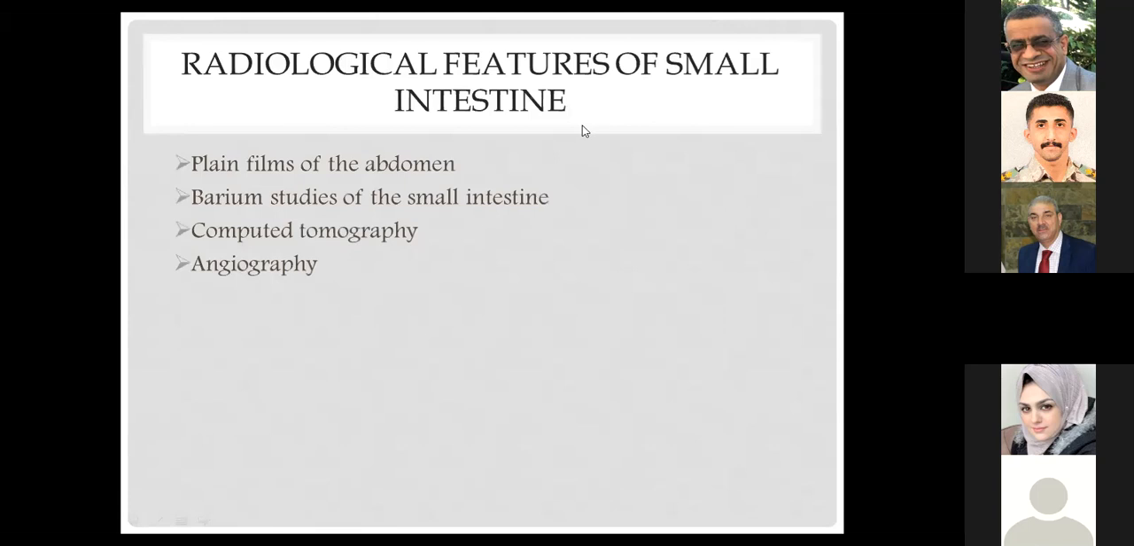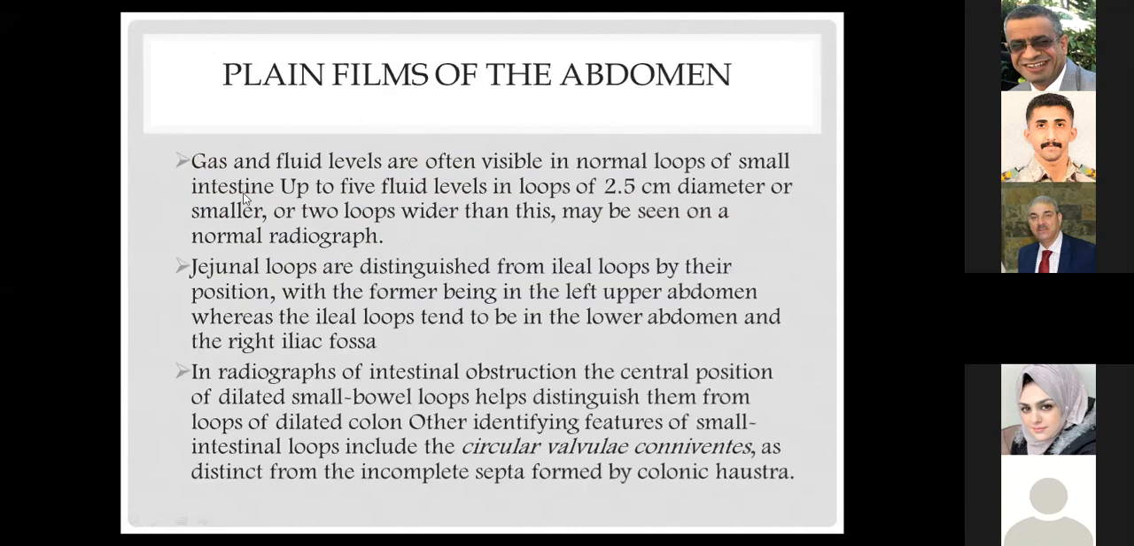The radiological features of the small intestine. We have 4 methods for visualizing the small intestine: the plain film, the barium study, the CT scan, and angiography. We come to the plain film. Gas and fluid levels are often visible in normal loops of the small intestine, up to 5 fluid levels in loops of 2.5 centimeter diameter or smaller, or 2 loops wider than this, may be seen on the normal radiograph.